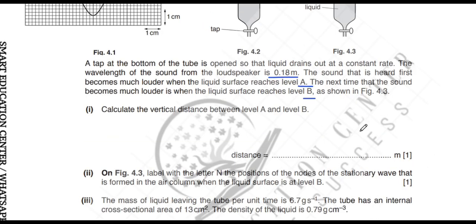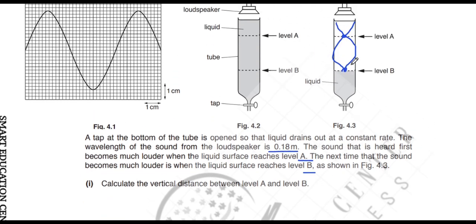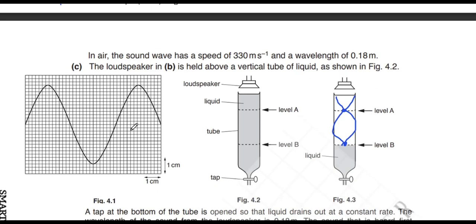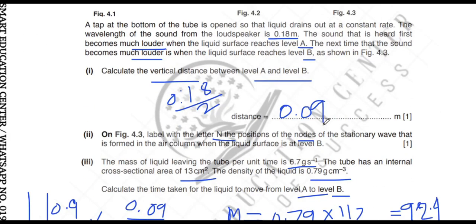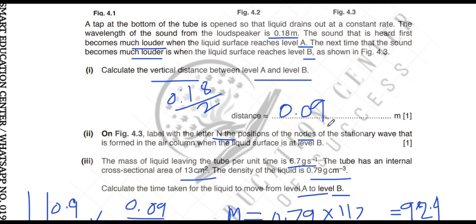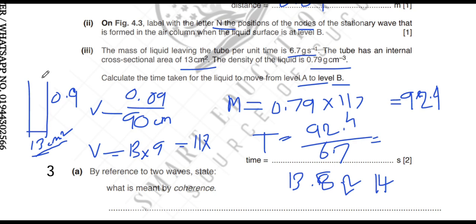So now we need to find out the distance between A and B, and it is actually the distance between two nodes, and this is half of the wavelength, and we knew the wavelength was 0.18 meter, so half wavelength lambda was 0.18. So if you divide 0.18 by 2, the distance would be 0.09. But then in question 3, they said that the mass of the liquid flowing was 6.7 gram per second, and the cross-sectional area of the cylinder and the density, everything was given. So first of all, we need to find out the volume.